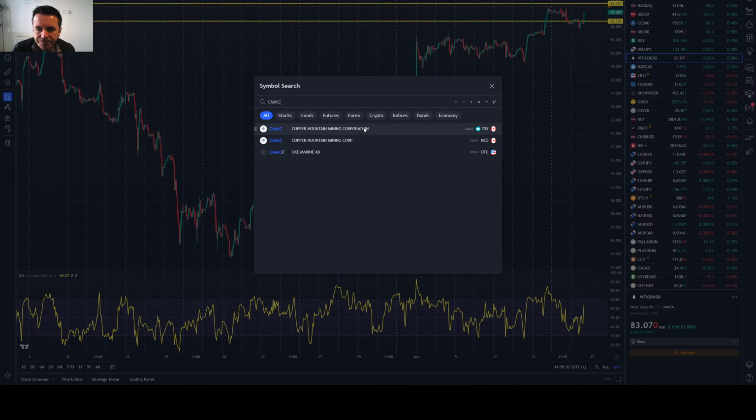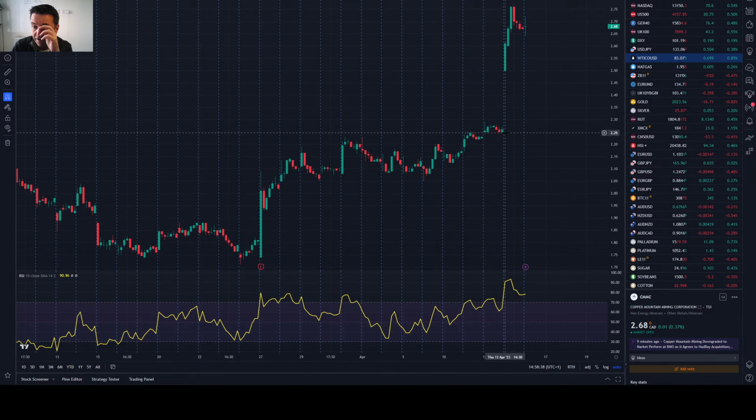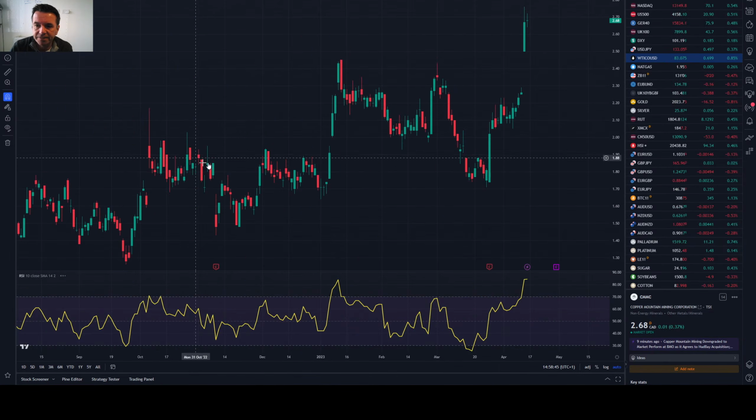Is that the right one? TSX, Toronto. Oh yeah, big gap up, isn't it? That is a gap and a half. So 225, which I'm guessing is Canadian dollars, 270 today. What's the chart look like? What's the dailies look like?